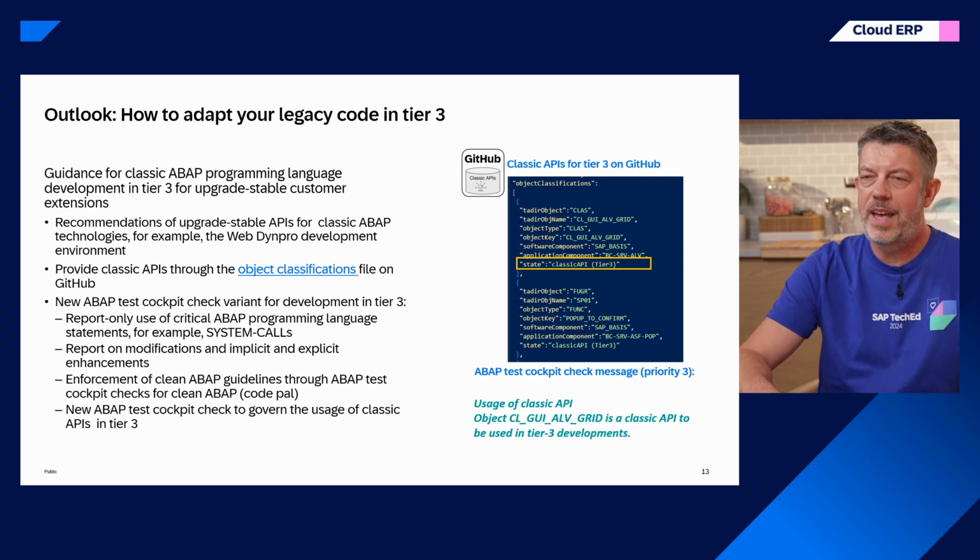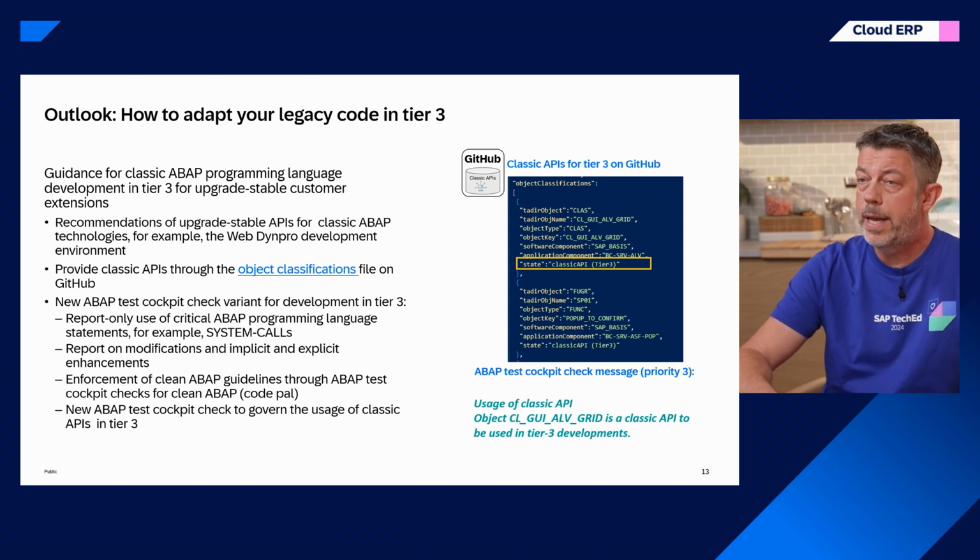So we say, okay, this is a very good example of how this will look. You will then find all these APIs in our GitHub Cloudification repository, where we already have the classic APIs for tier 2 development. I guess at the end of the year, this list will also be available for tier 3 development. And then for sure, we will also adapt the ABAP test cockpit checks.